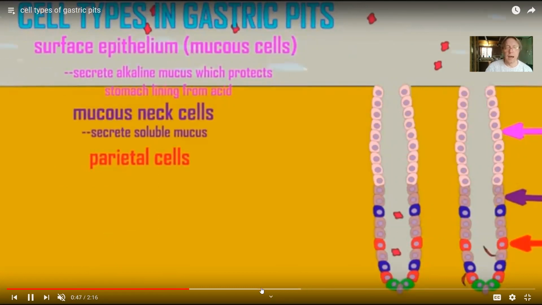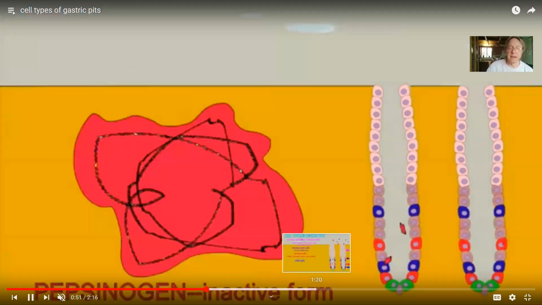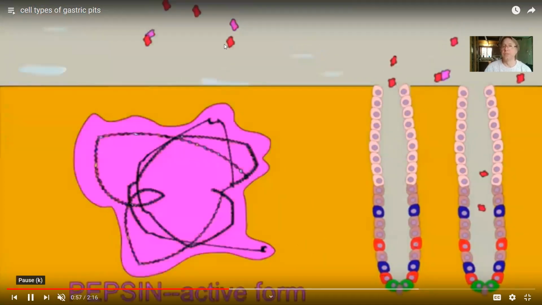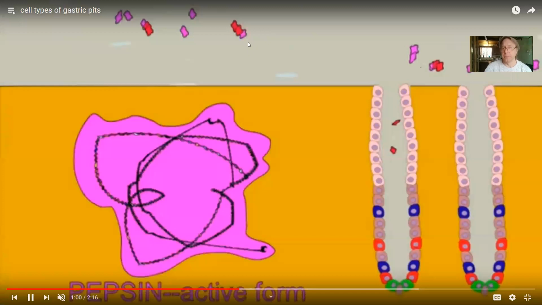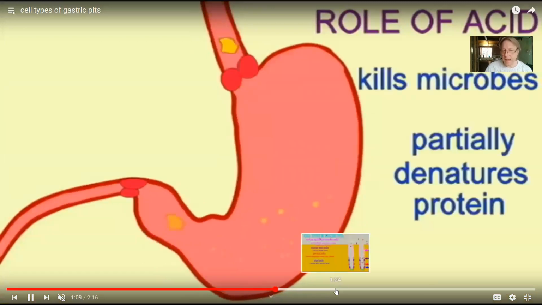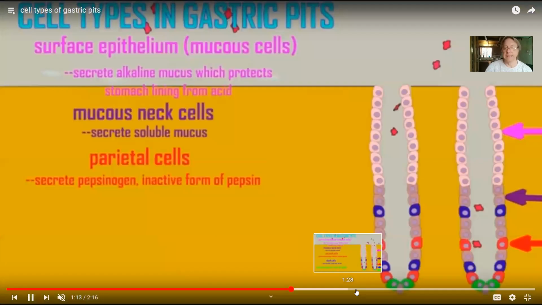There are parietal cells, which are secreting the primary enzyme known as pepsinogen. It is made in its inactive form, and it is only in the acid of the stomach that pepsinogen is converted into pepsin, which then digests proteins. And then the chief cells make acid.